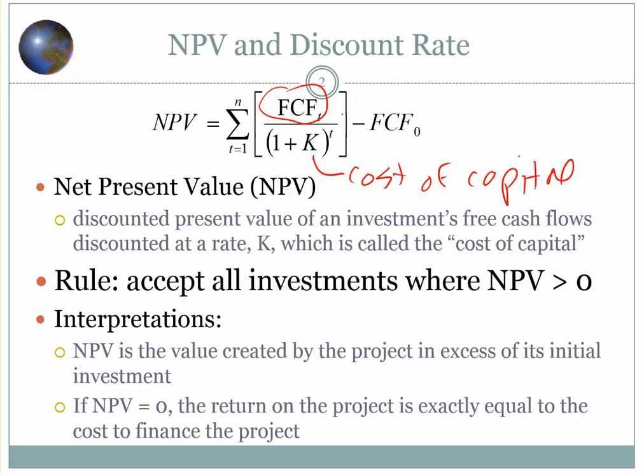And we'll usually call the cash flows free cash flows. And we'd also subtract any initial cash flow or outlay today. The general rule is you accept all NPV projects greater than 0, which means that the project returns exceed the cost of capital or the cost of financing the project.